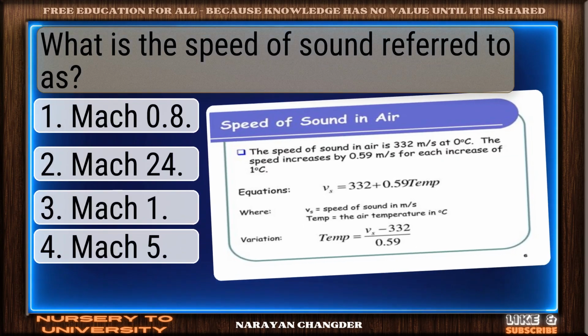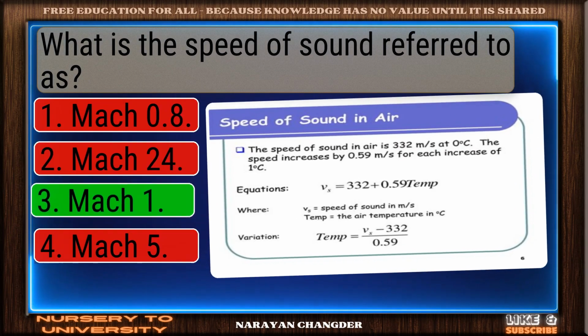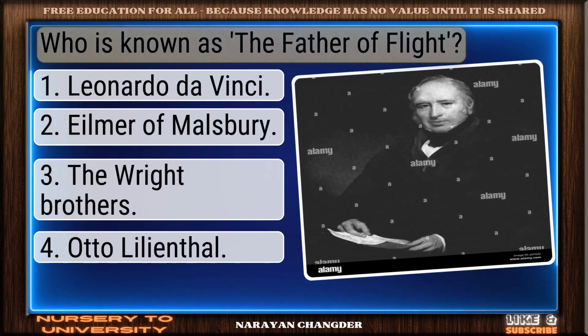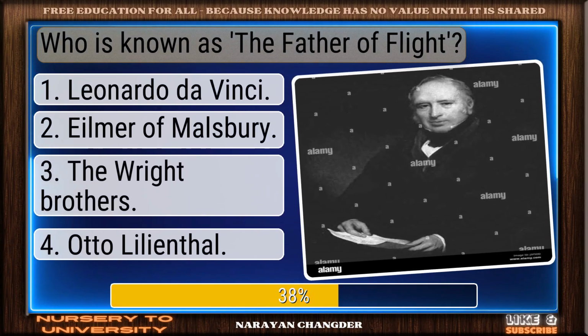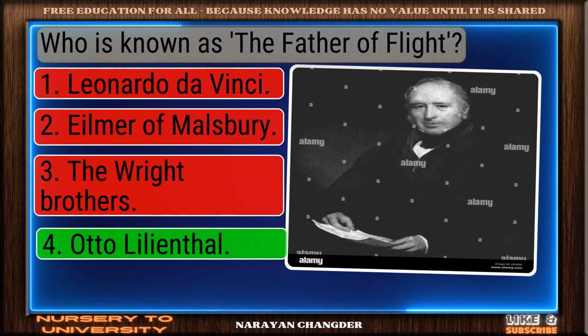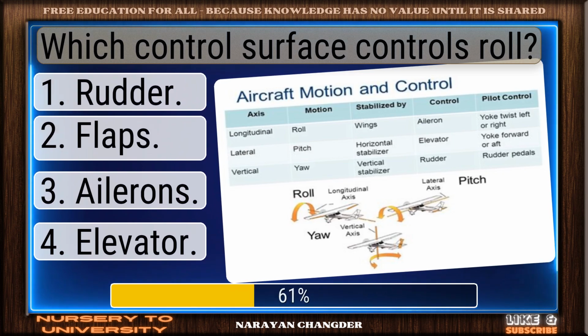What is the speed of sound referred to as? Right again. Mach 1 is a valid answer. Who is known as the father of flight? Valid point. Otto Lilienthal is true. Which control surface controls roll?